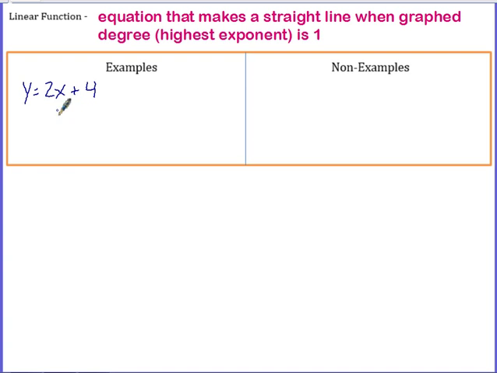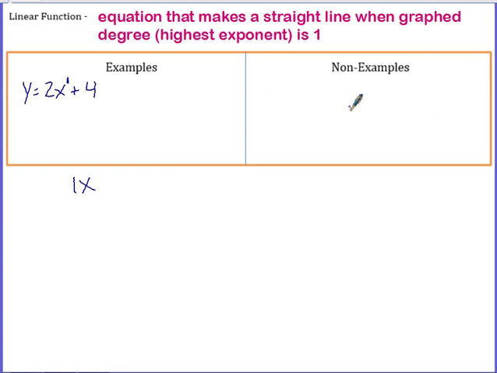Right, just like if we have just an x and we know that there's no number in front, we can assume that it's a 1. It's just not written. Same thing with exponents. So if there's no exponent written, we can assume that it is a 1. So then the highest exponent in this equation would be 1, which means that it is a linear function.